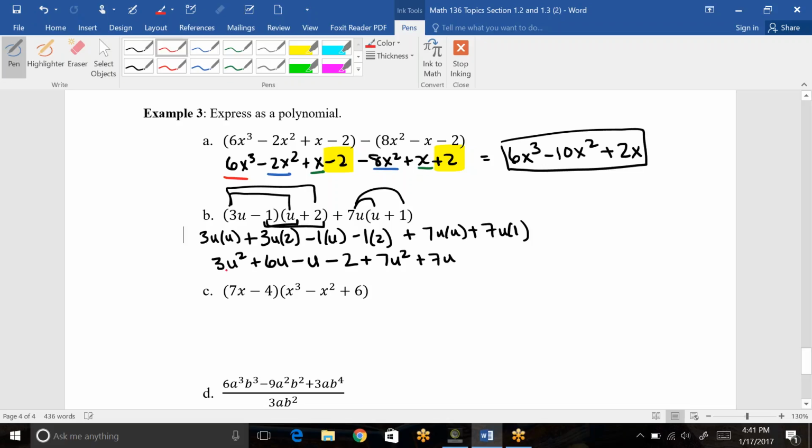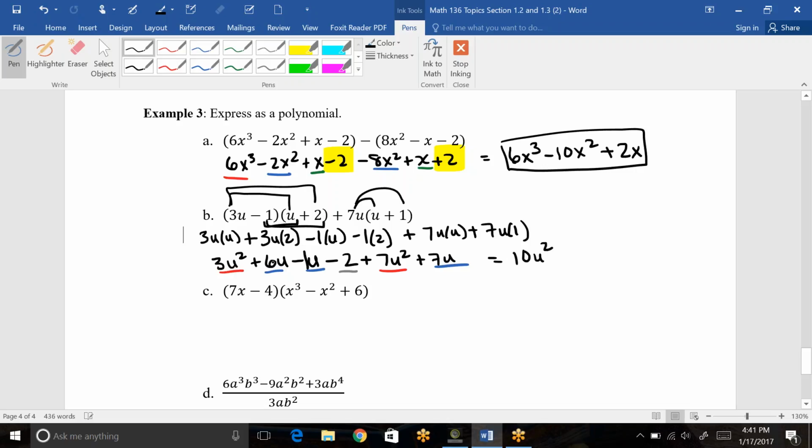My like terms, I have some squared ones that match. I have some things that are just u to the first. And then I have this negative 2 that's left over by itself. So 3u squared plus 7u squared is 10u squared.